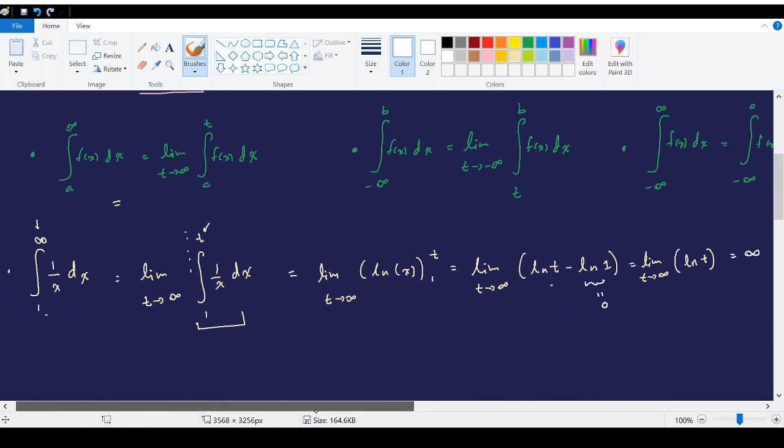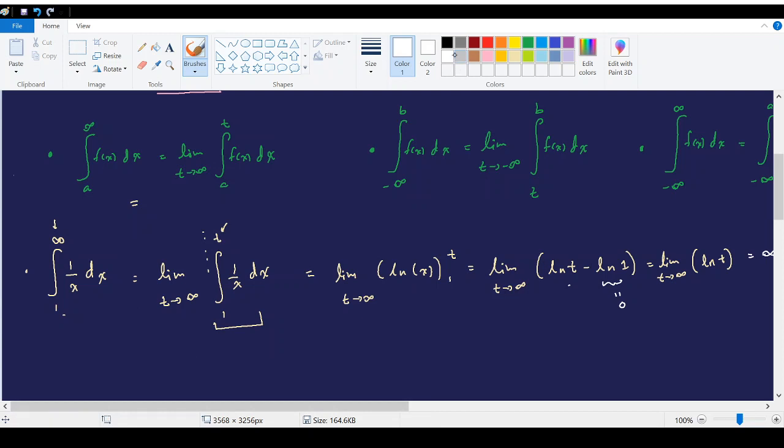It's anyway improper because of this infinity in the upper limit. What I wanted to say is, since the answer is infinity, this integral does not converge. In other words, it diverges.